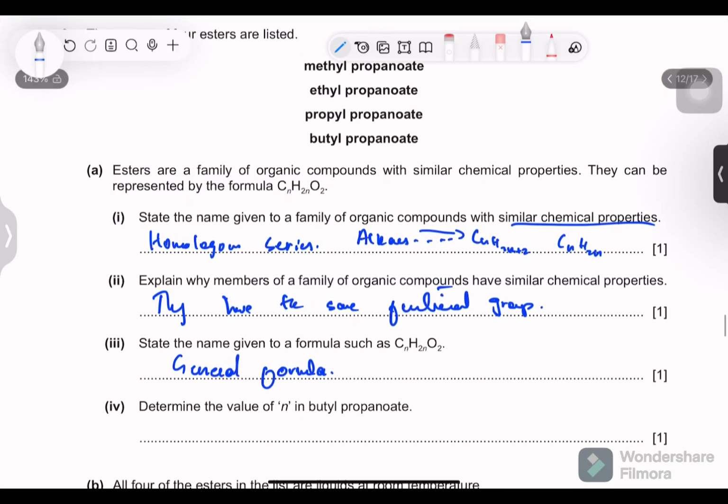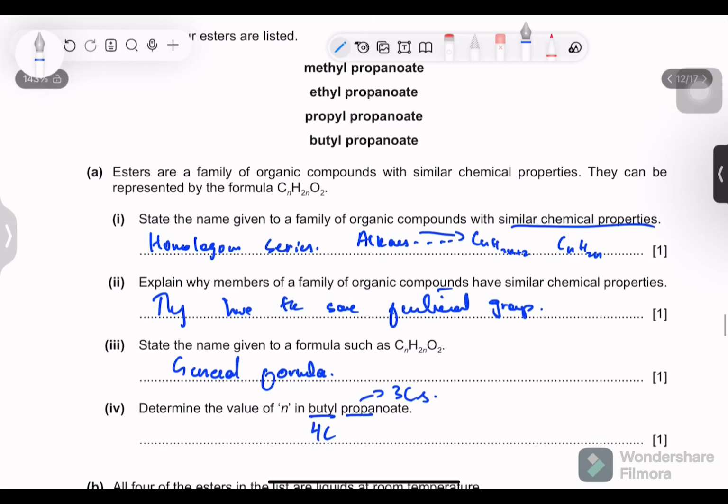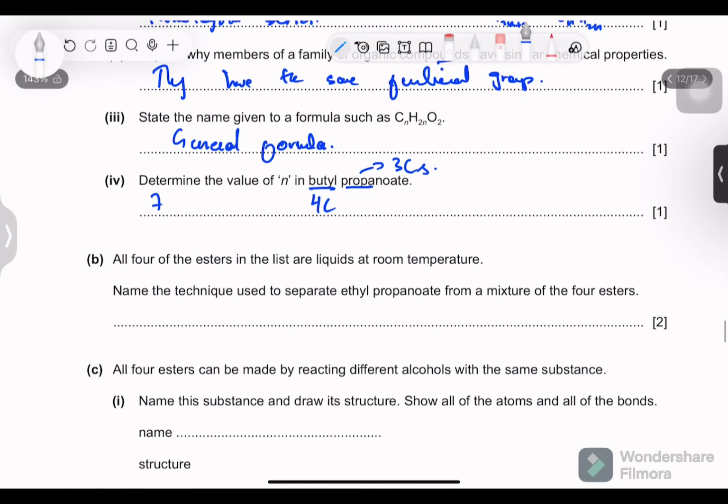In butyl propanoate, butyl means four carbons from the alcohol, and propanoate means three carbons from the acid. So 4 plus 3, 7. So total 7 carbons are present. So Cn should be 7. N is 7.